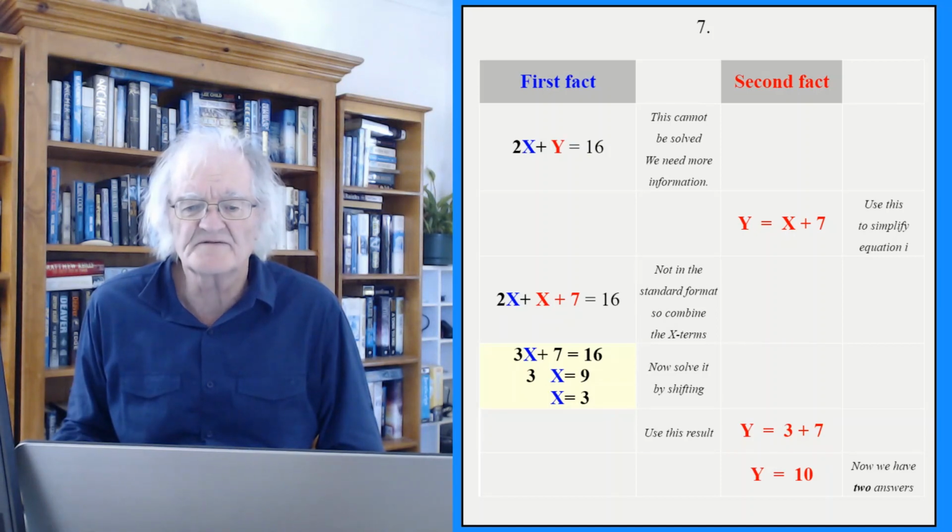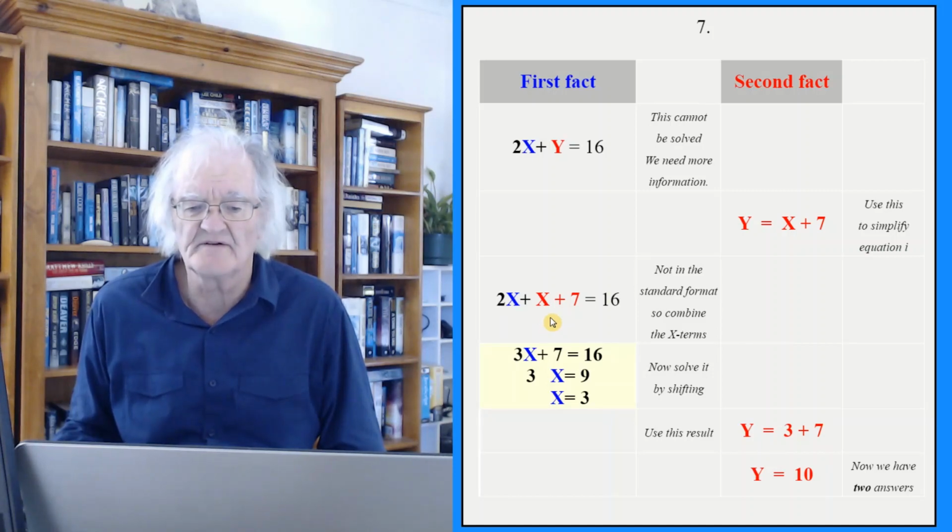Our first fact, 2x plus y is 16, will not lead to a solution. So we use the additional information to modify our original equation. We can tidy that up and put it in a form which leads to a standard solution. So x is 3. And knowing that x is 3 allows us to find the value of the second unknown, so we know that y is 10.